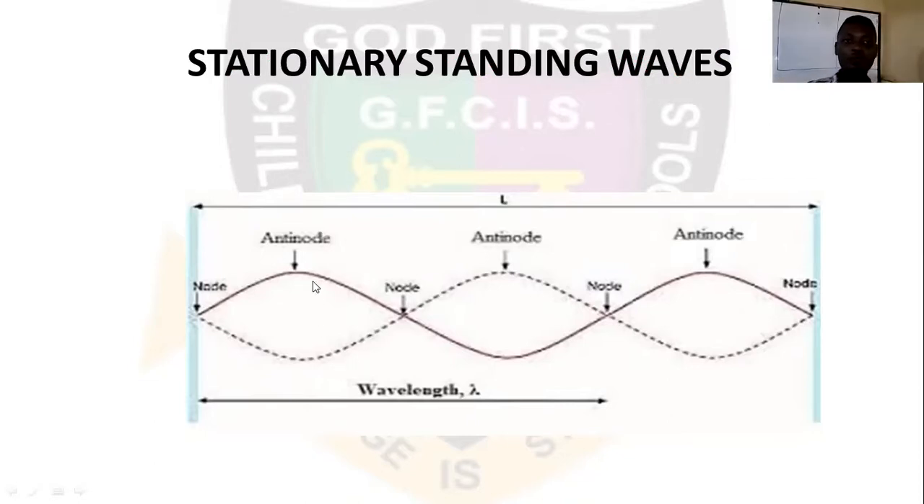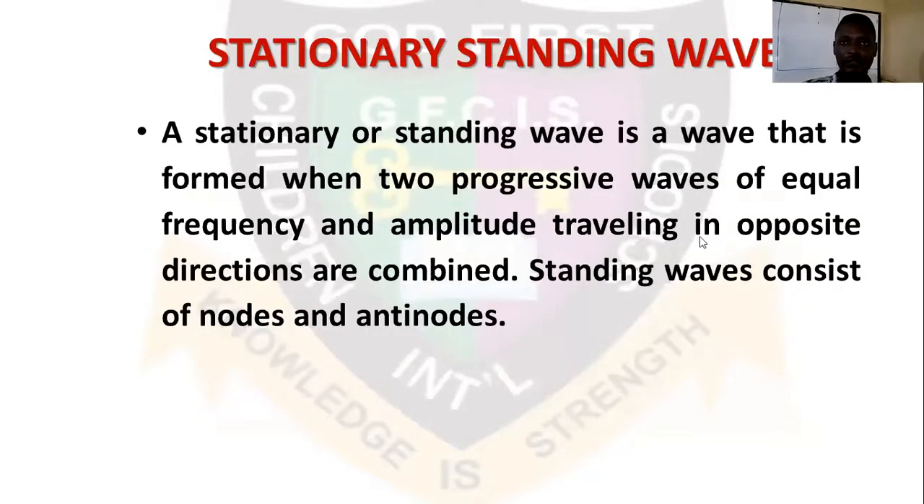When it reflects back, they will produce what we call a stationary standing wave. Some points will be vibrating at maximum amplitude. Those points are known as antinodes, while some points are not vibrating at all. So in the stationary standing wave, one point vibrates at maximum amplitude, while one does not vibrate at all. And that point where there's no vibration is known as the node.